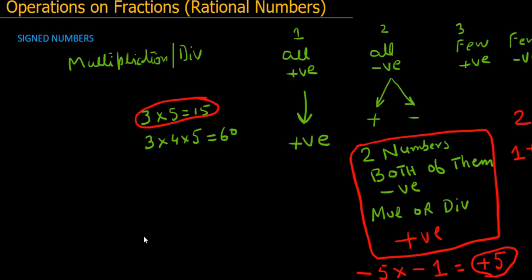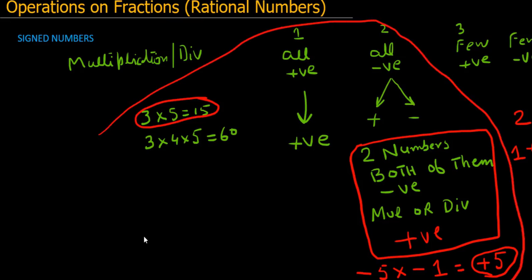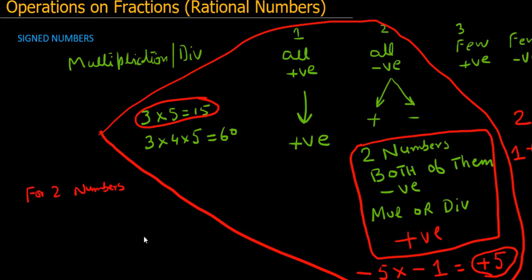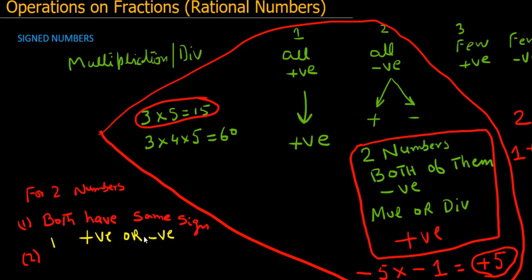So we can simplify these two cases for two numbers only, not for many numbers. If three numbers are being multiplied together, we will discuss that now, but before that we are talking about only two numbers. So for two numbers, there are only two cases. The first case is when both have the same sign, whether both positive or both negative. And the second case is when both have different sign.